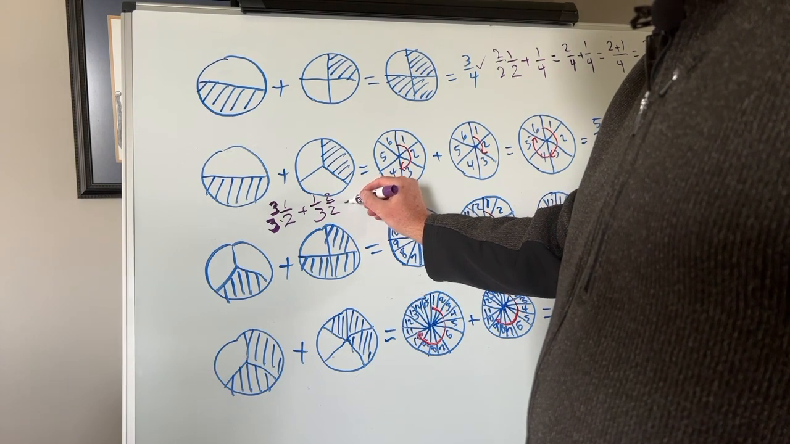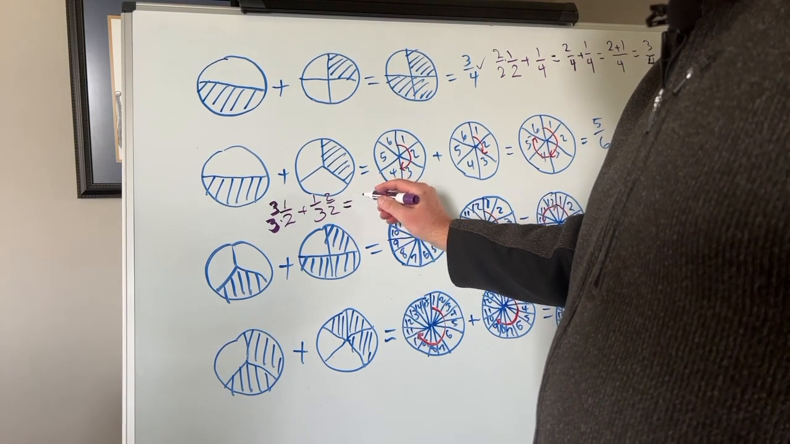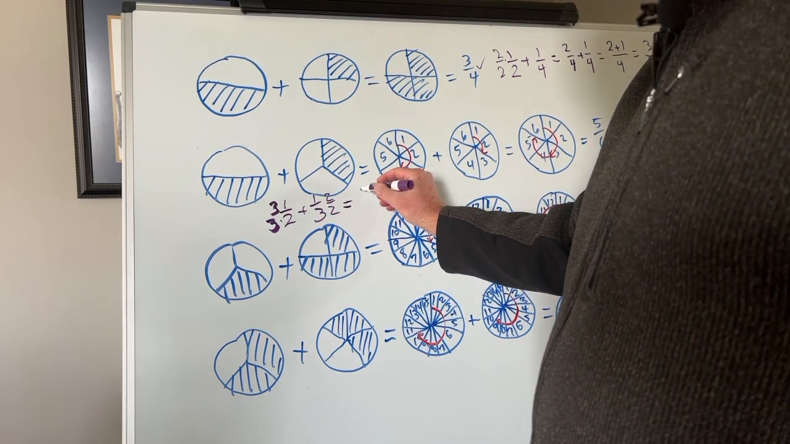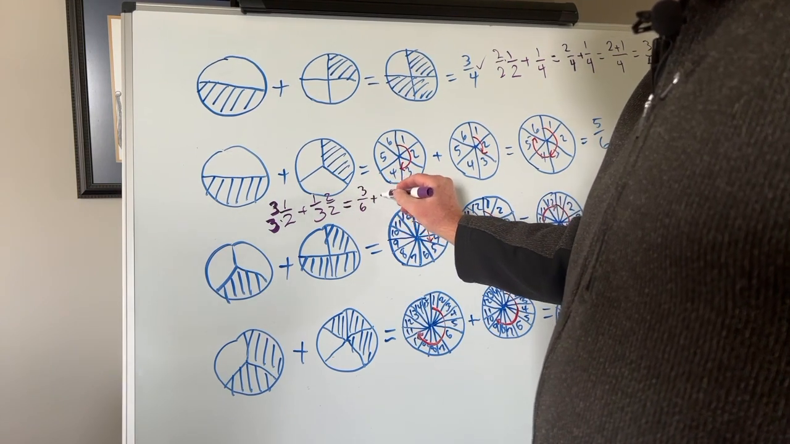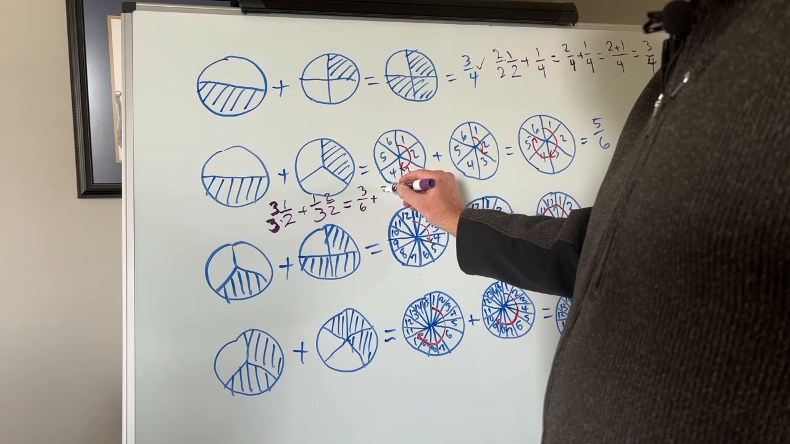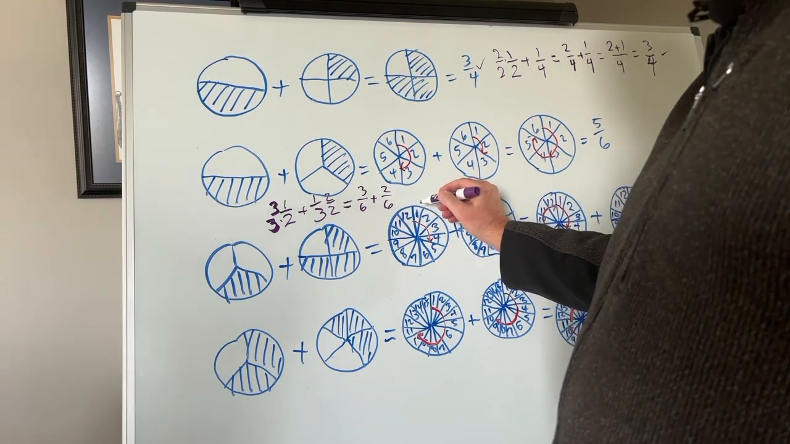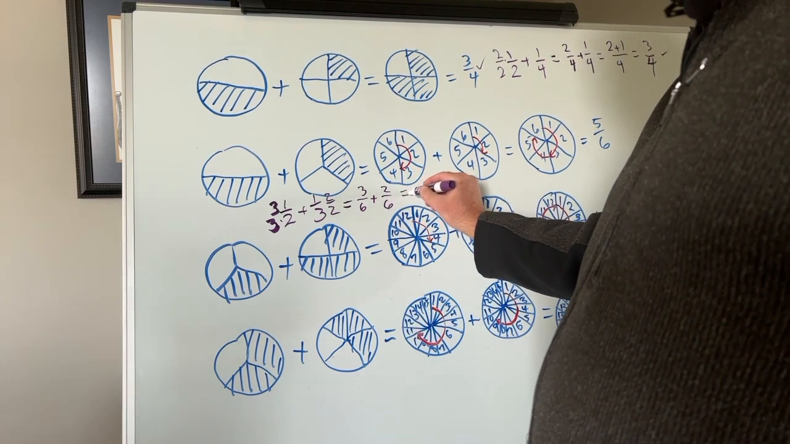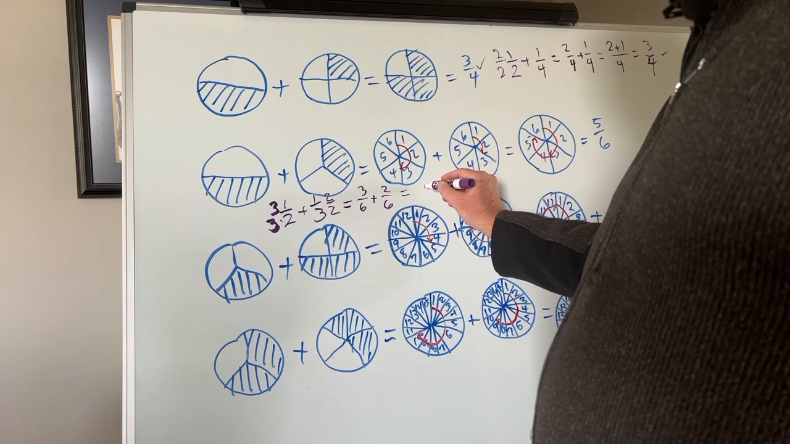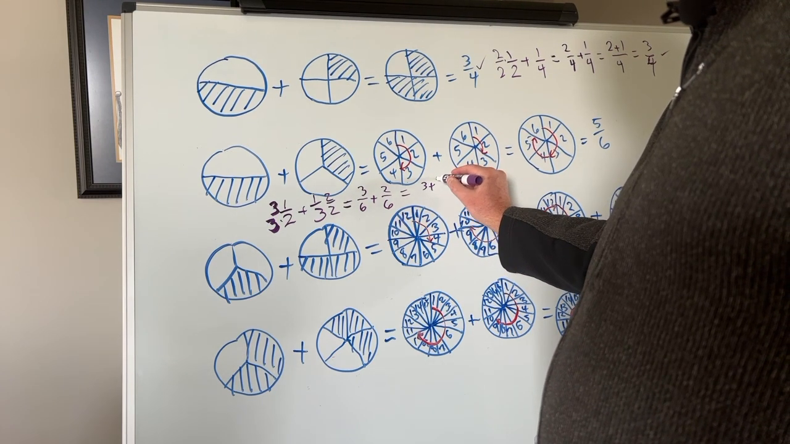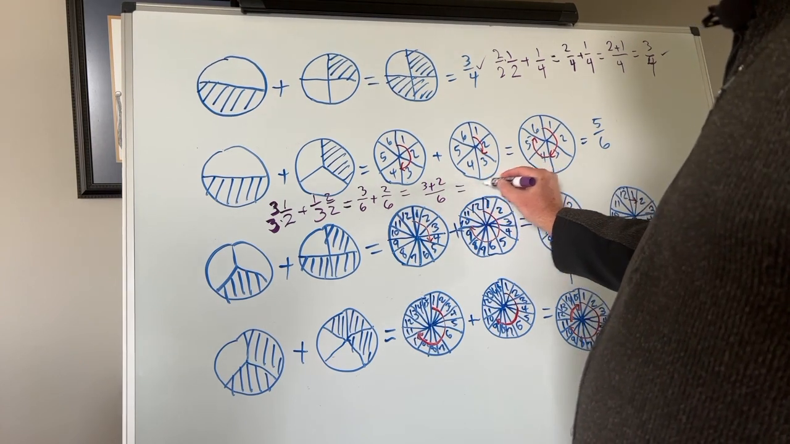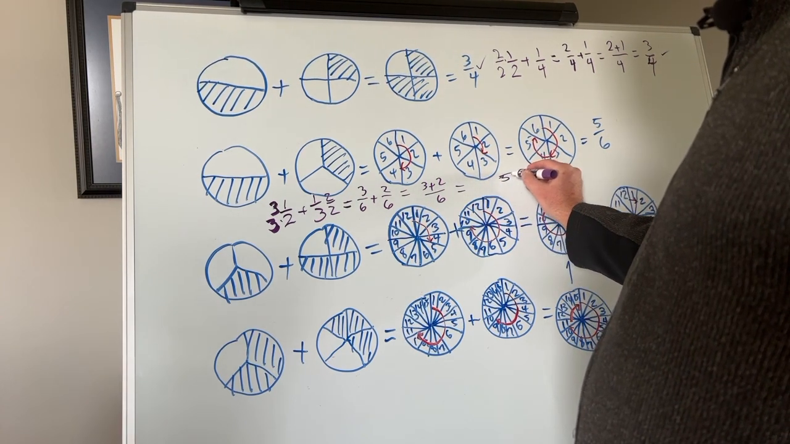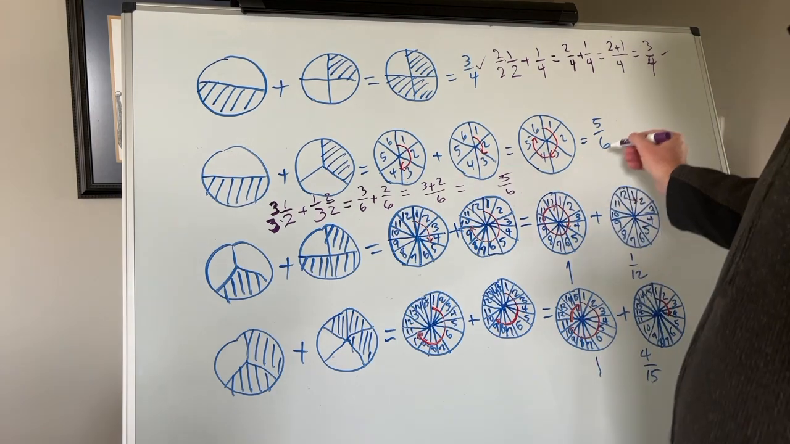And then I'm going to get 3 over 6 plus 2 over 6 equals 3 plus 2 over 6. And that equals, I'll put it over here, 5 over 6. And that equals this.